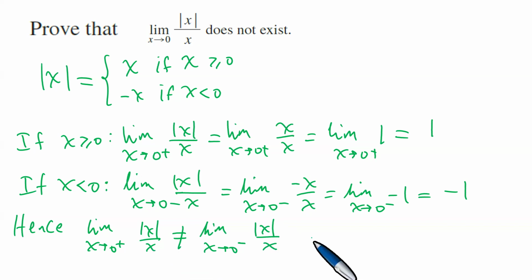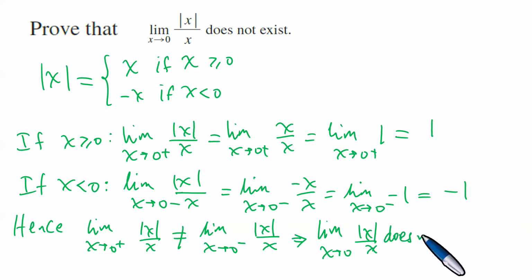These limits are not equal to each other, because 1 and -1 are not equal, which implies that the limit as x approaches 0 of the modulus does not exist.